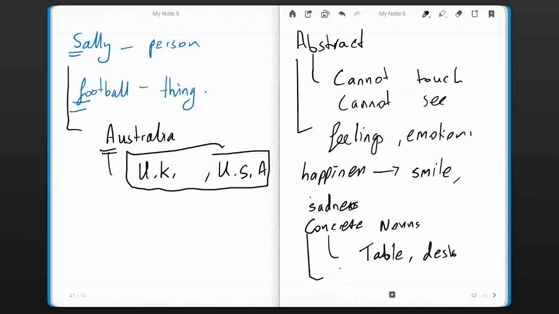So they're concrete nouns. So if this comes up in your test, you have to think to yourself, can I see and touch it? If you can, then it's a concrete noun. If you can't see it or touch it, and it might be a feeling, then it's an abstract noun. Okay? So think that when you're being asked about them.